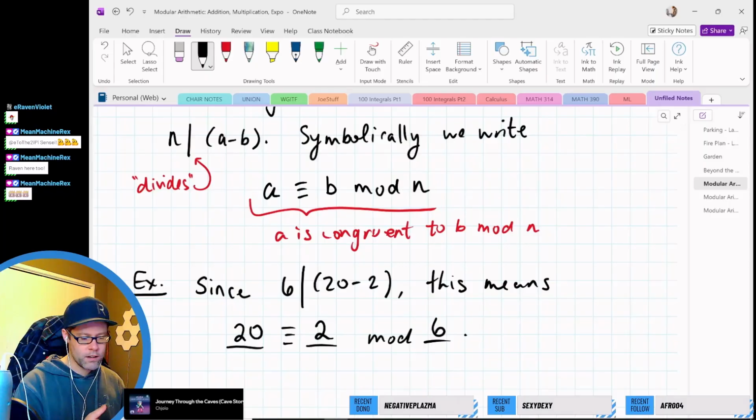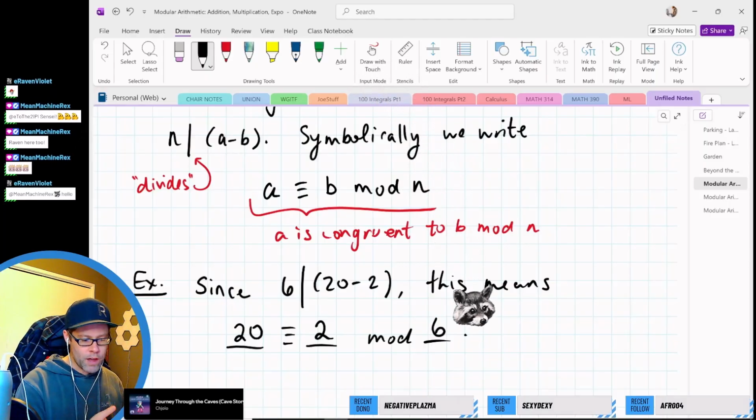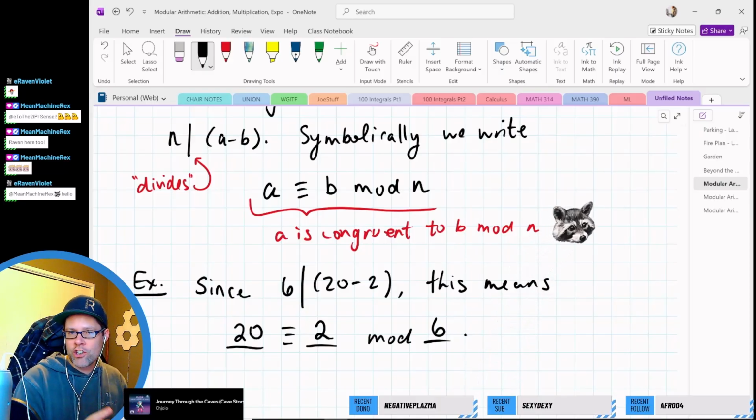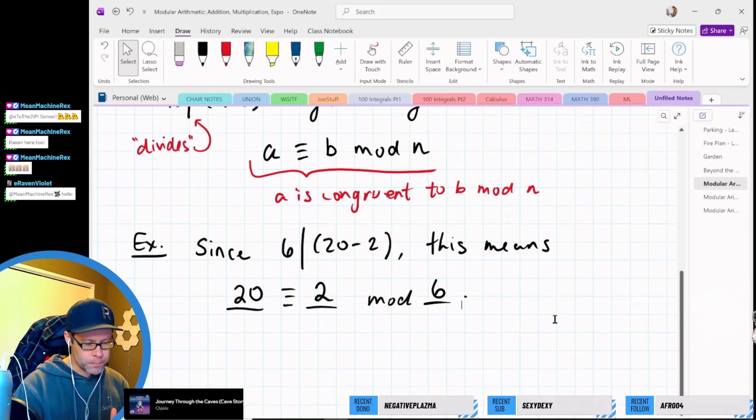So 20 here is being divided by 6. When we do that, we get 18 as the largest number that can go into 20, and then we have this remainder that's left over that is 2.